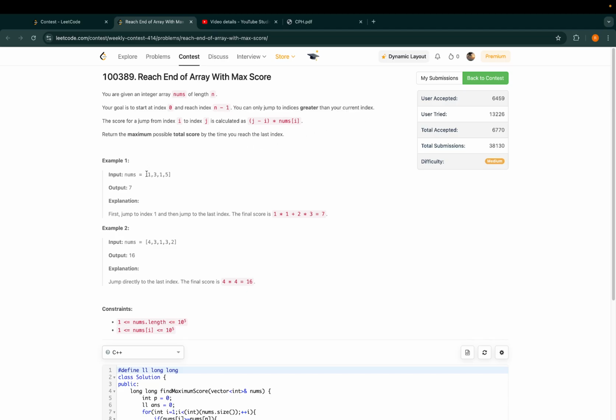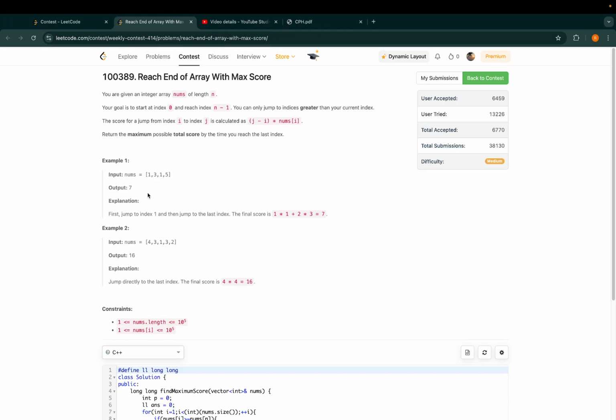If you jump from index i to index j, then the score for that jump would be the difference of the indices multiplied by whatever number was at index i. You want to return the maximum possible total score by the time you reach the last index. Pretty straightforward problem. We'll just walk through an example quickly.